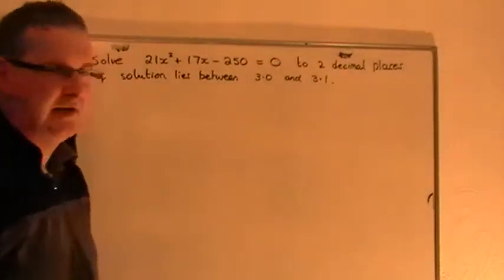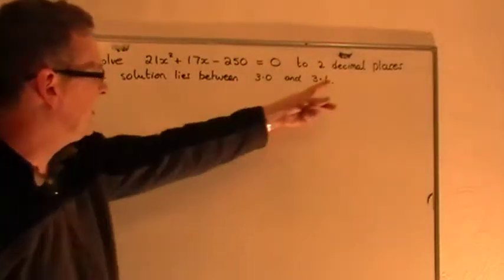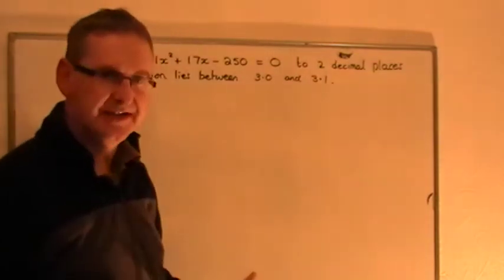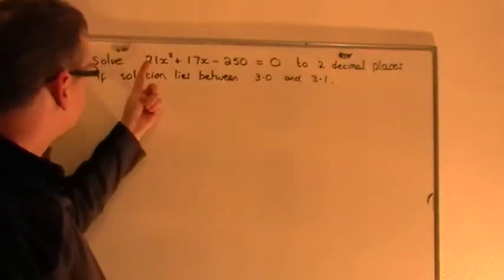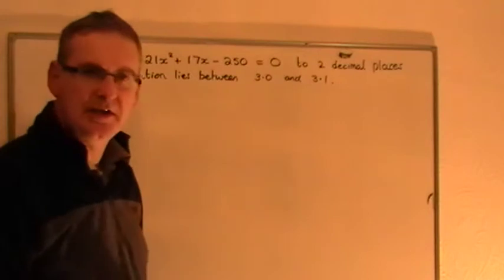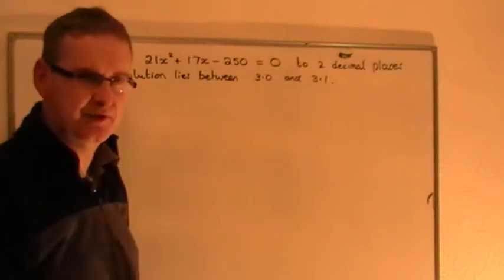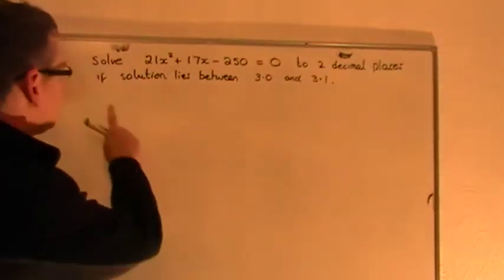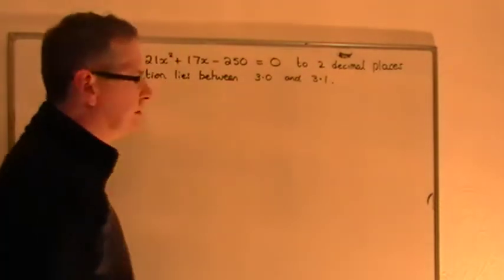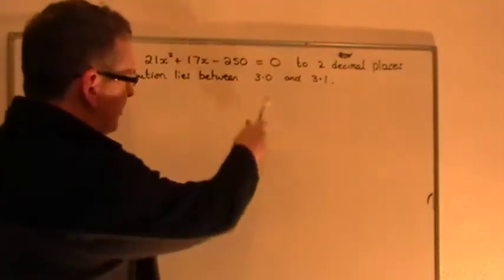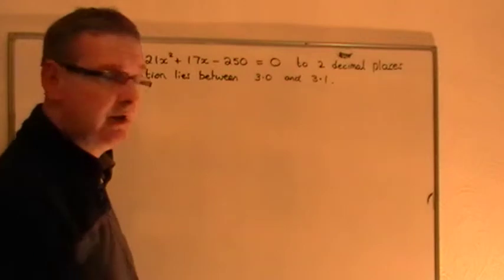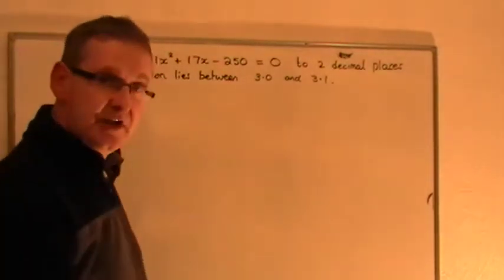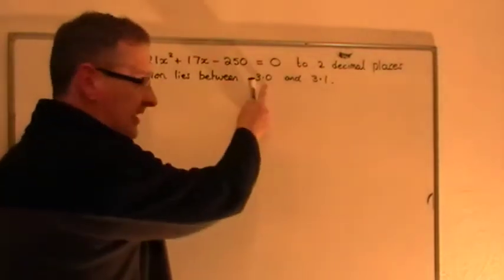Okay, so another trial and improvement question, this time to 2 decimal places. This is as hard as it gets. And I've also given you a really awkward equation, as hard as I can possibly make it. You're told the solution lies between 3.0 and 3.1, so 3.0 is going to be too small, and 3.1 is going to be too big. So there's actually no need to start making guesses.